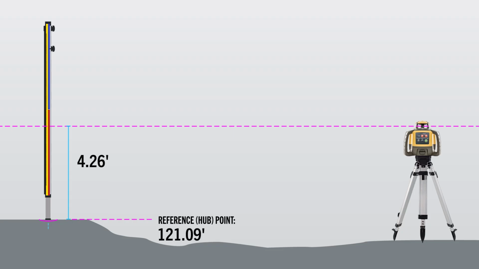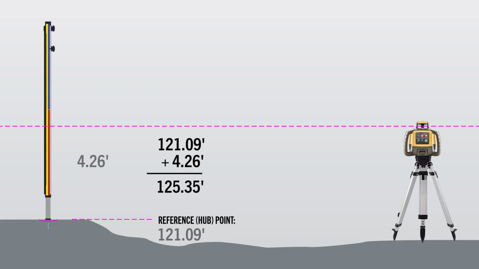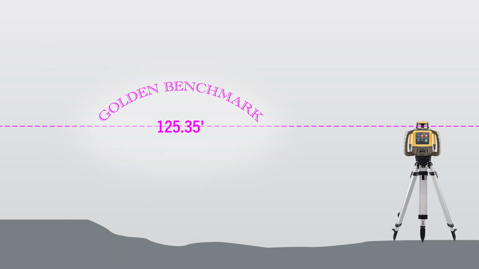So, what's the elevation of your laser? You guessed it, it's the hub point plus the height where the laser hits the rod. 121.09 plus 4.26 equals 125.35, your golden benchmark. So now, because that laser is perfectly level, you can figure out the exact elevation of every point on your plan set.